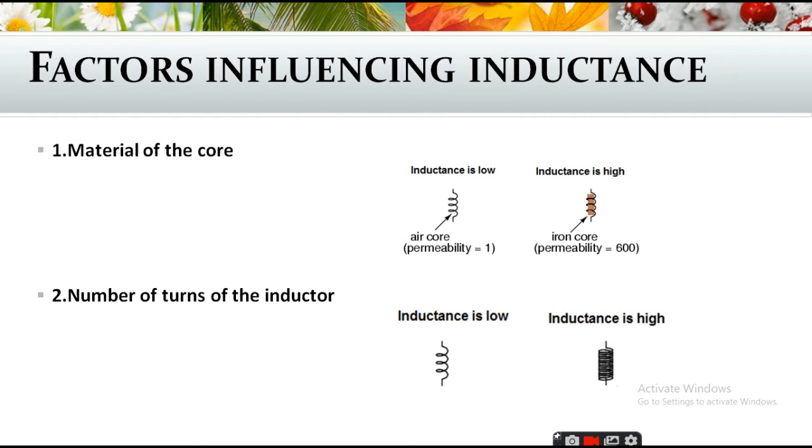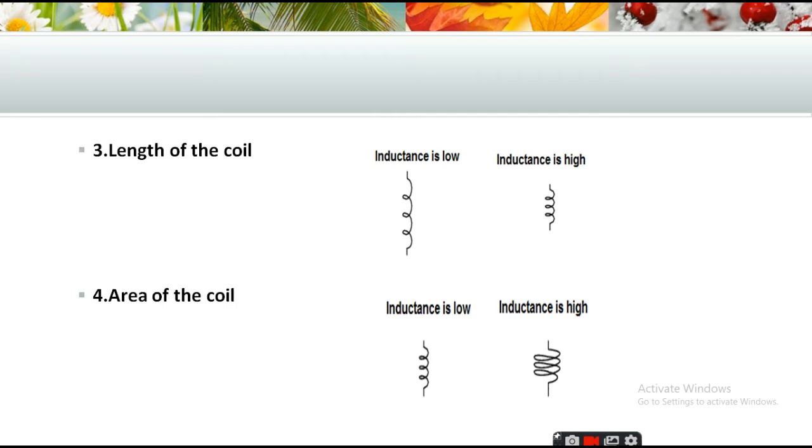There are four factors that affect the inductance value. First one, material of the core. Second one, number of turns of the inductor. Third one, length of the coil. Fourth one, area of the coil.